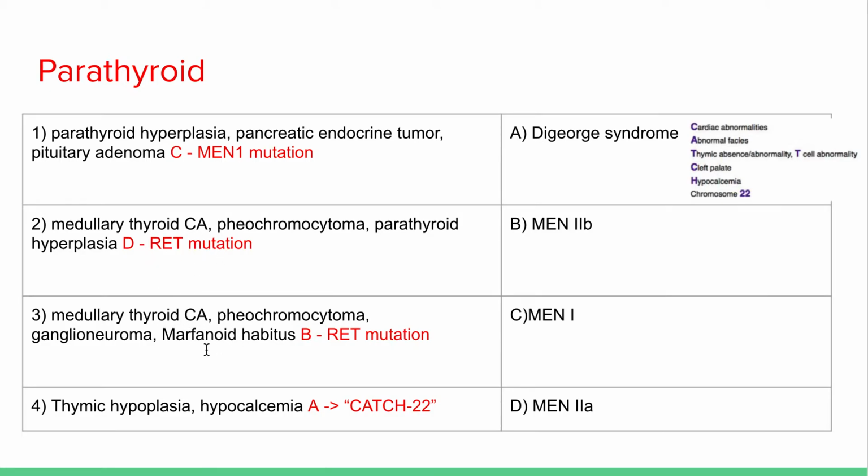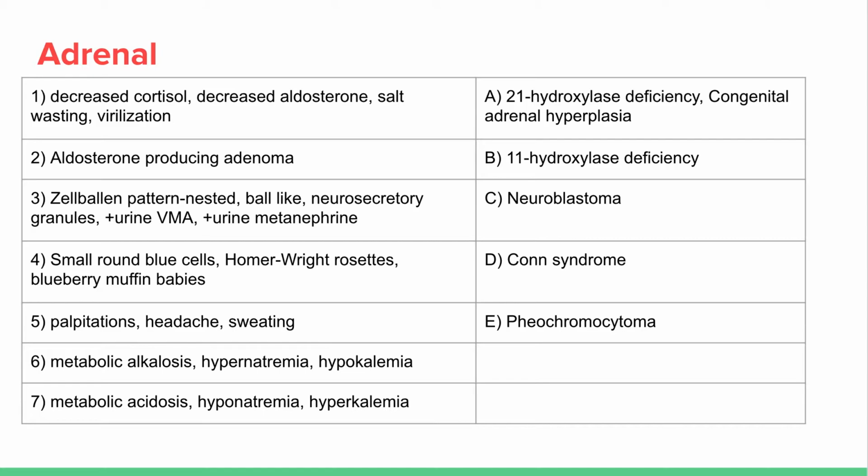If you see the same things but with marfanoid habitus and ganglioneuroma, it's your RET mutation or MEN2B. And if you see thymic hypoplasia with hypocalcemia, this is your CATCH-22. Remember your DiGeorge syndrome. Okay, moving on to adrenal. So unpause when you're ready.